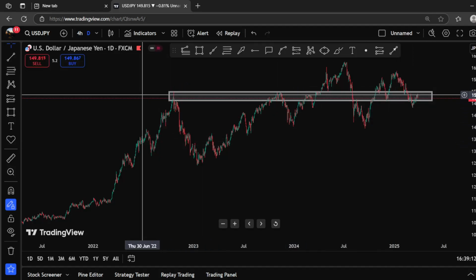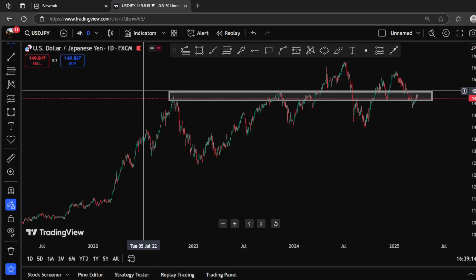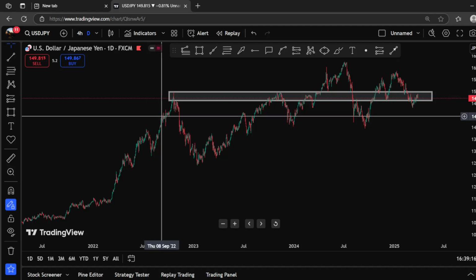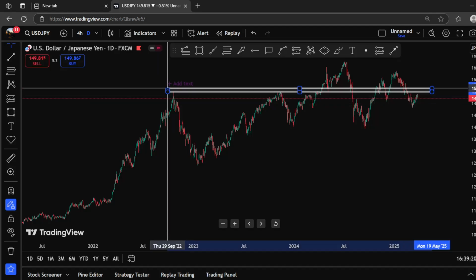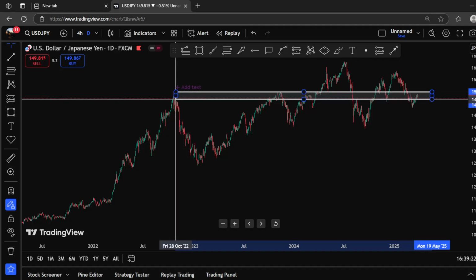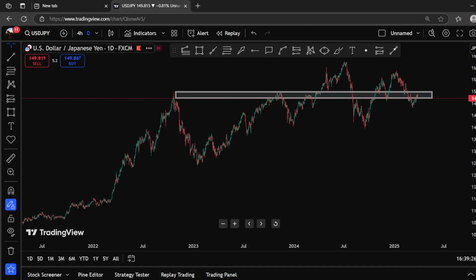Okay, so as you can see, my consolidation is not just a line. To plot my support and resistance zone, I used this to cover the wicks and the body.